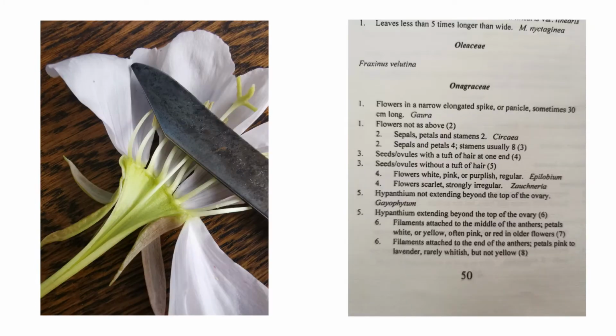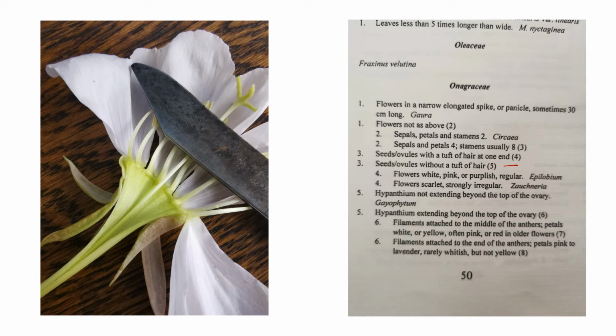All right, so here in Onagraceae, we see that the flowers are not in a narrow elongated spike or panicle. And so we are looking to see if there are sepals and petals 4, stamens usually 8. That's our case here. So we're going to 3. Seeds, ovules with a tuft of hair at one end, or seeds, ovules without a tuft of hair. And we're actually going to be able to see, or at least discuss later, that this is the case. So we're going to move to 5.